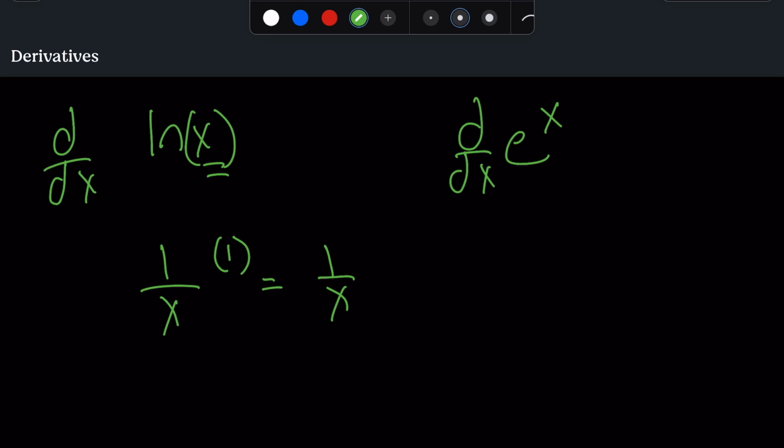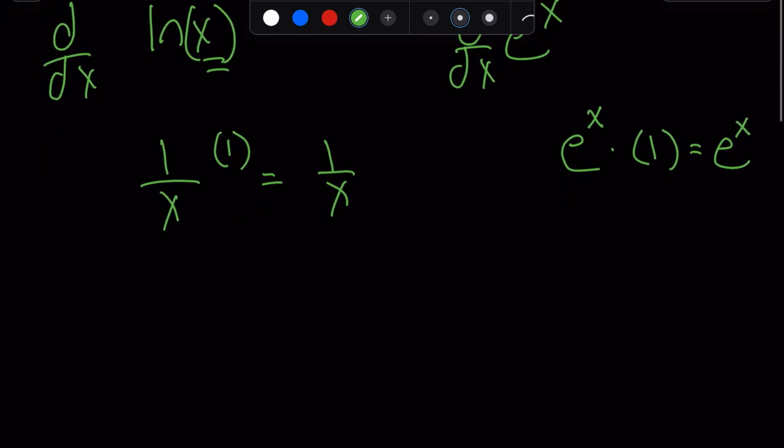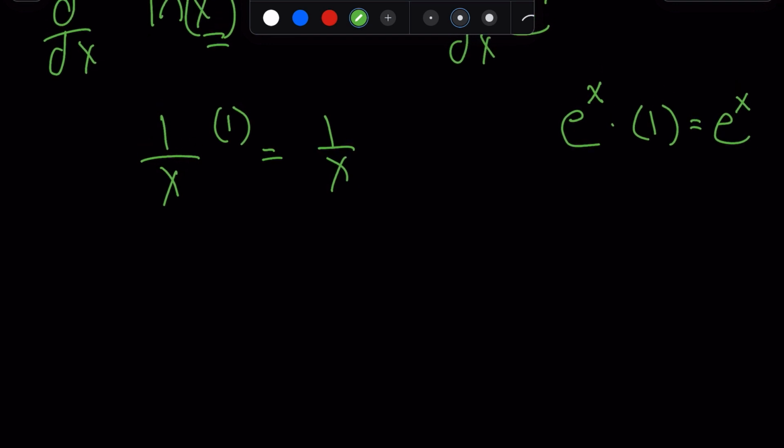And same with e. The derivative of e to the x will be the exact same thing, e to the x, times the derivative of the exponent, which is 1. Again, when you're going through class, they're going to tell you the derivative of e to the x is just e to the x, but they don't tell you about the chain rule part. So let's go ahead and see why that's important.